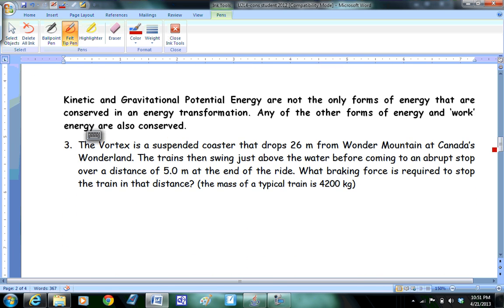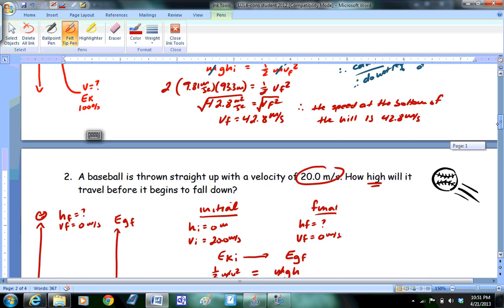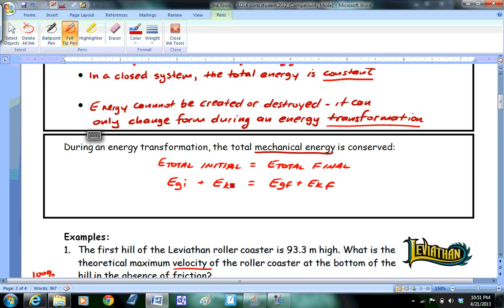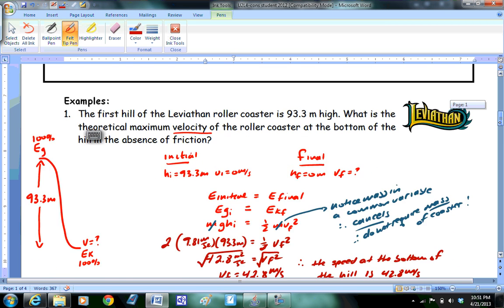Now, we have another one here. Something else I want to point out: the mechanical energy isn't the only thing that's conserved. All the other energy forms can also be conserved, including work. So what we can do is go back up to the top, right here. Remember we had the total initial is equal to the total final? I can also add work in here. So the total work and mechanical energy are conserved. That's going to come in useful in the next situation.